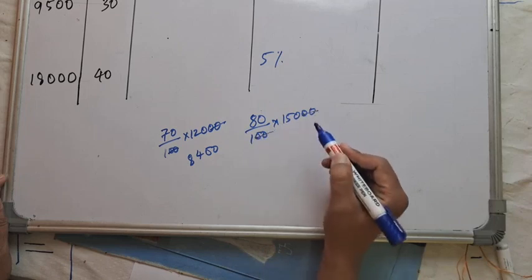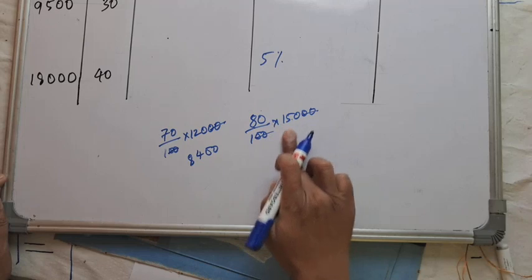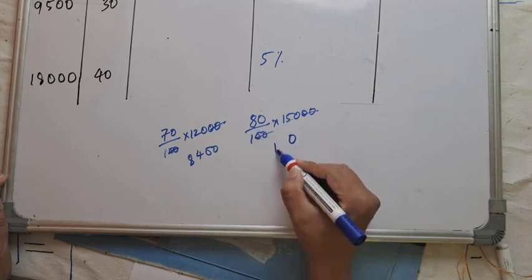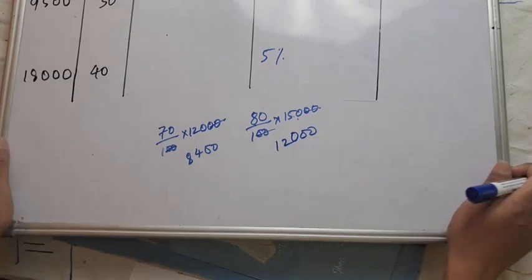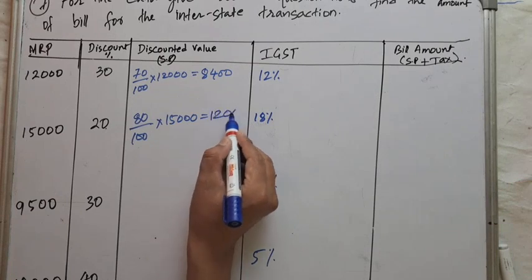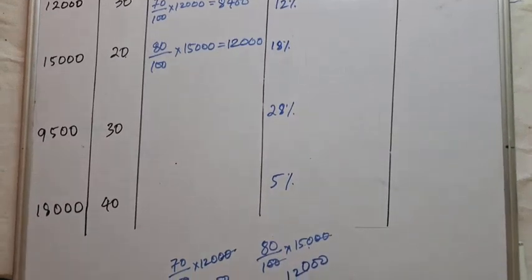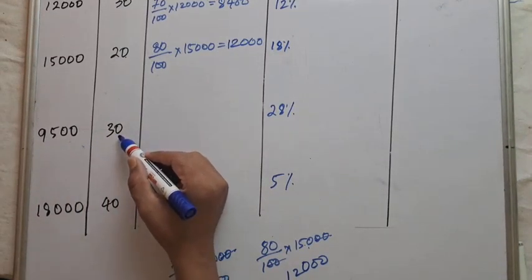Two zeros cancel out. 8 5s are 40, 0, 4 in hand. 8 1s are 8 plus 4 is 12. These two zeros we write here. So 12,000, isn't it? 12,000. In the third case, we have MRP 9,500 and discount percent is 30%.